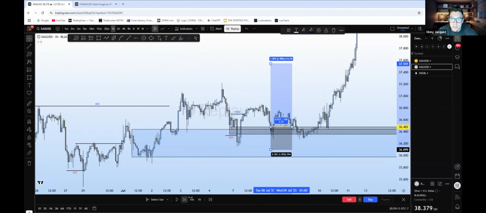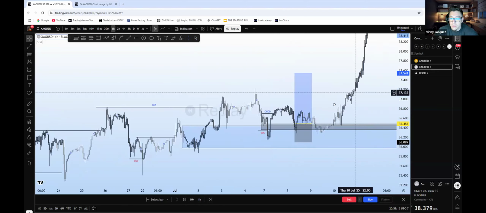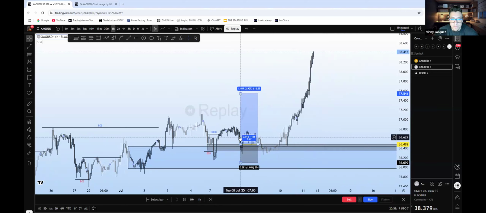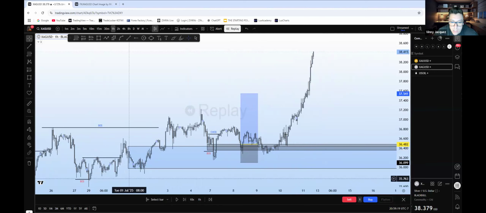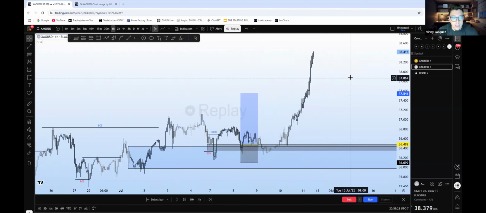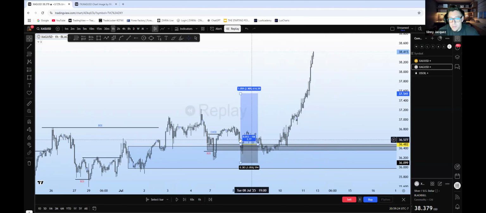Guys, we should have been in this move. We should have been in the move. If we follow with the trend, we have to be patient for our setup. We should have been in there. That is very, very clean.